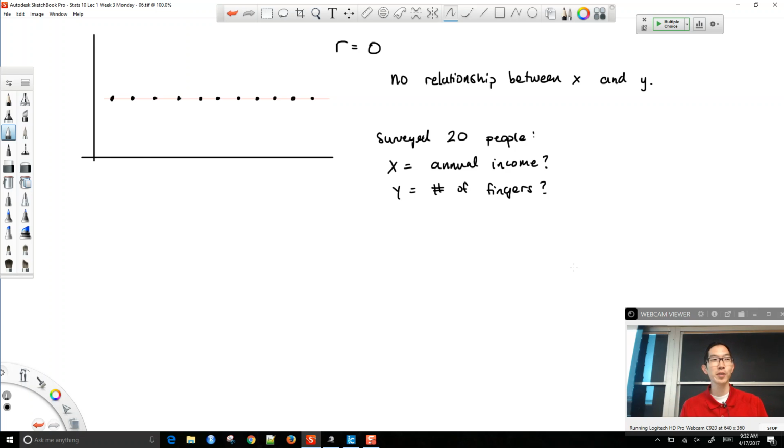No. Can you predict someone's number of fingers? Well, yes, you could predict it, and probably be right 99% of the time, but it's not because you knew their income. The income isn't giving us any information about the number of fingers somebody has, so between x and y, there is no relationship. No relationship between these two variables.